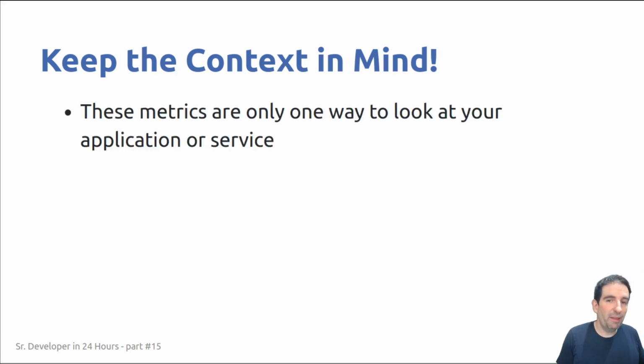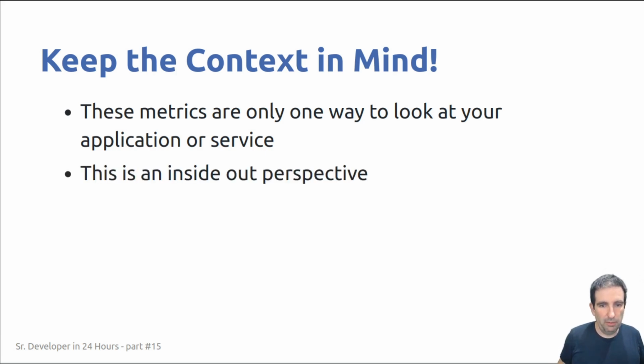Now, remember that all of the metrics that we've been talking about, code smells, complexity, coverage, all of those things are only one way to look at your application or service. And this is an inside-out perspective. We're basically looking at the source code and we think, hey, if these metrics look good, then the result is going to be good. And normally that tracks, but it might not be the last word.